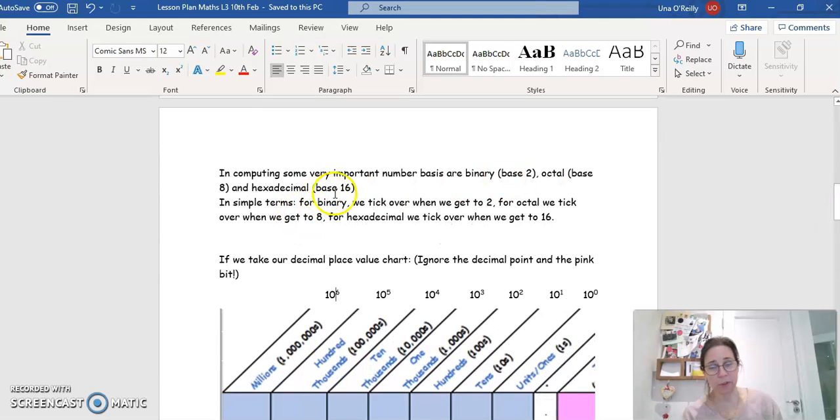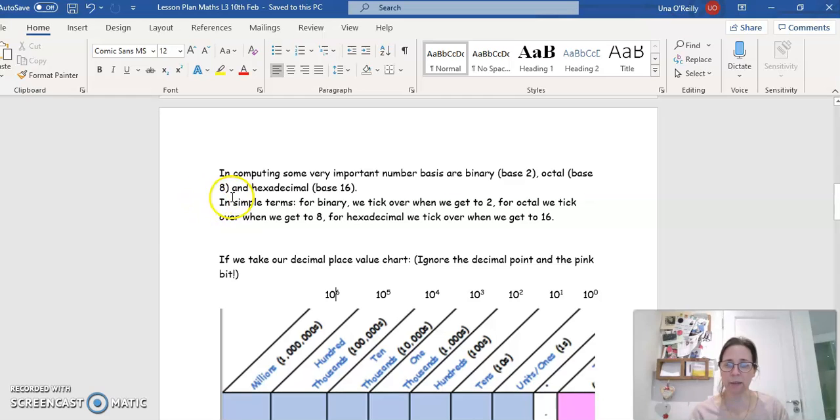In computing, some very important number bases are binary. You will hear binary used in everyday language. Some people will talk about it's a binary decision. It's a yes or no. There's no grey, no in between, yes or no. That's binary. You can only have two states, on or off, or 1 and 0 as it happens to be in base 2. We'll talk about that later on.